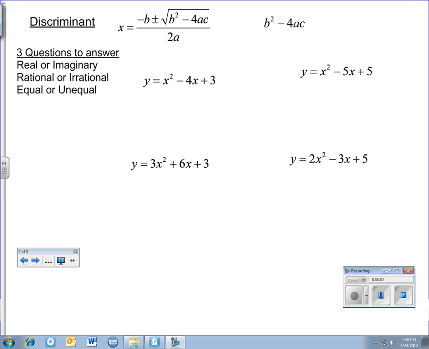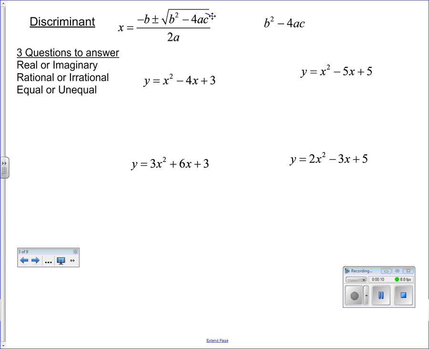The discriminant is part of the quadratic formula, x equals negative b plus or minus the square root of b squared minus 4ac over 2a. It's the part that's underneath the square root sign. b squared minus 4ac is the discriminant. And the quadratic formula gives us the roots. The discriminant tells us about the roots. It characterizes the roots for us.